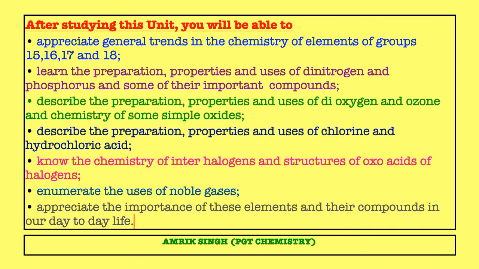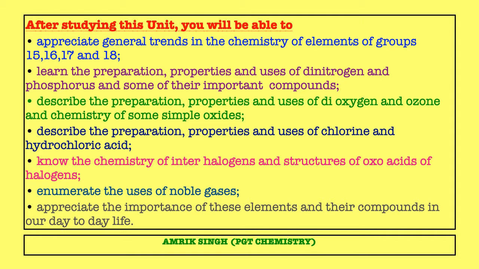After studying this unit, students will be able to appreciate general trends in the chemistry of elements of group 15, 16, 17 and 18, learn the preparation, property and uses of dinitrogen, phosphorus and some of their important compounds. Compounds of phosphorus are deleted.